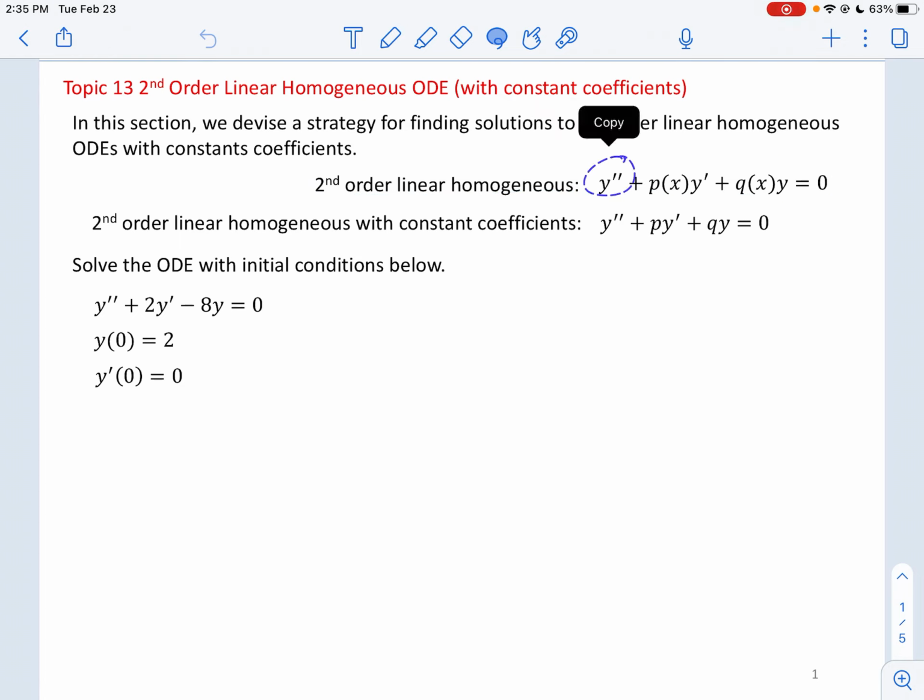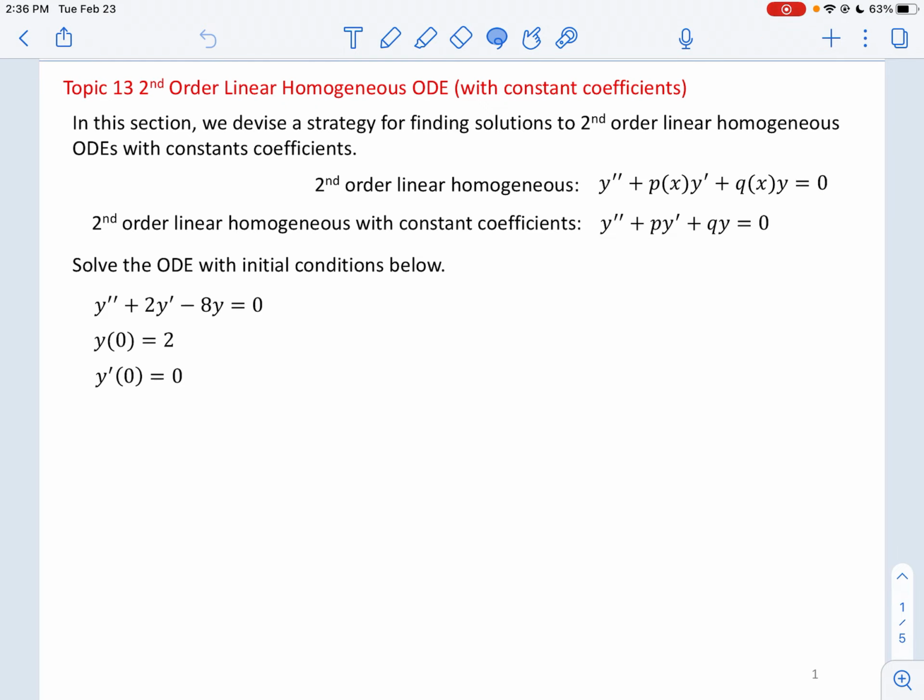We have y double prime isolated, plus some coefficient function of x times y prime, plus some coefficient function of x times y, is equal to 0. The fact that it's linear is the fact that we have these terms being able to express this way, and what makes it homogeneous is that we have a 0 function on the other side.